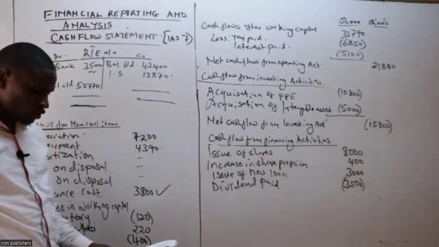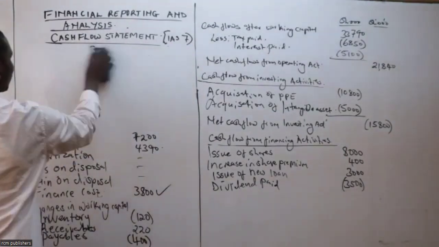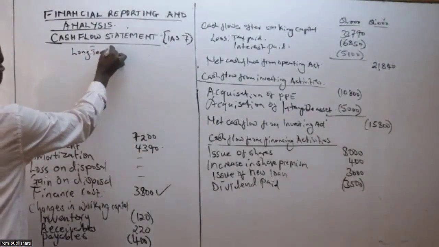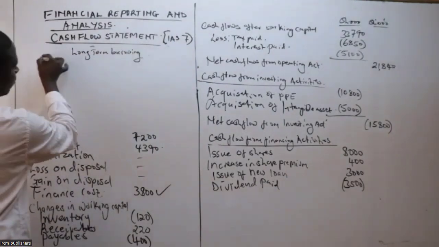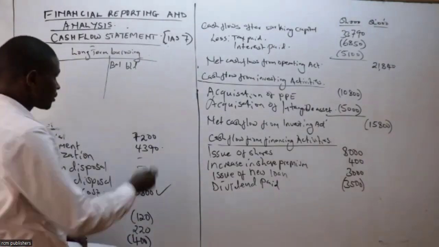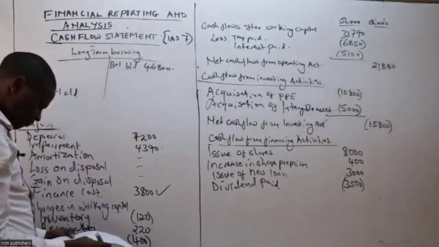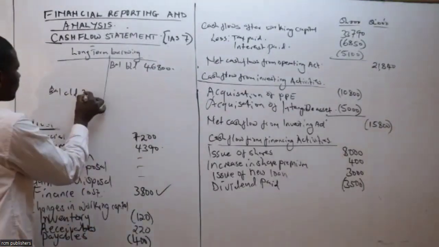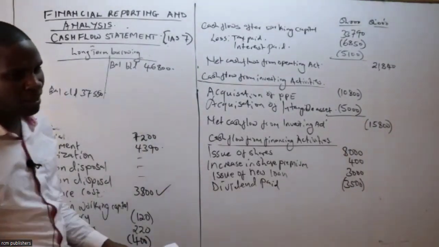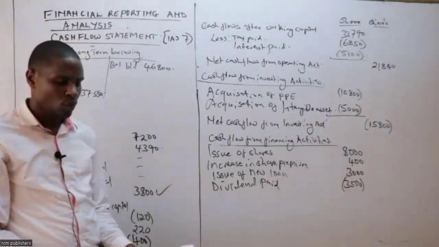So let's look at long-term borrowing. If I look at my long-term borrowing, let's see what happened. Okay, account. So the balance brought down should be on this side, and the amount is 46,800. And then we have balance carried down of 7,550. And then remember there's a loan that we have issued. What happened to the loan issued? What happened to our balances here?